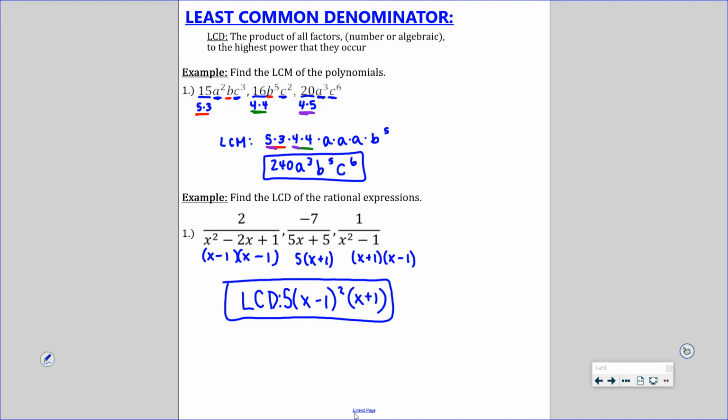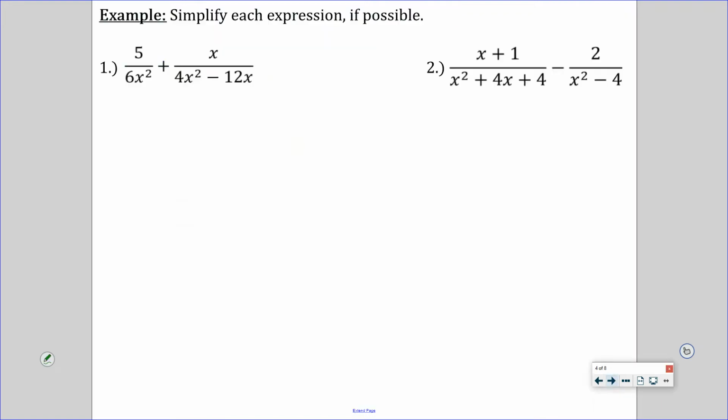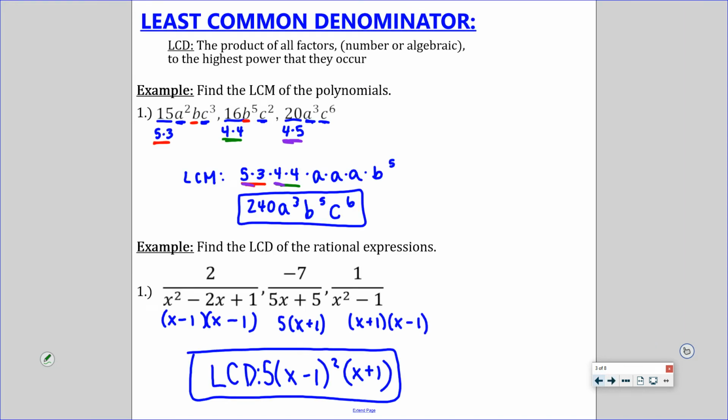Okay. Let me give it a try. Are you finishing this today? No. What about the numbers on the top? Oh, we just had to find the LCD. Yeah, come on. We just had to find the LCD.